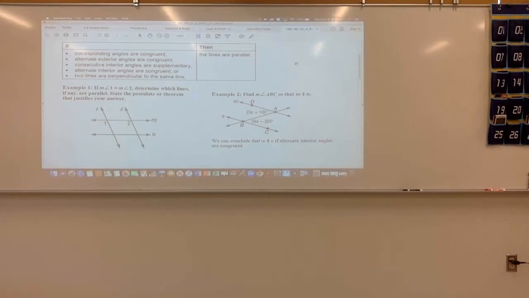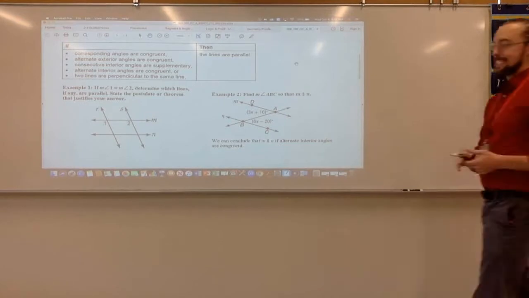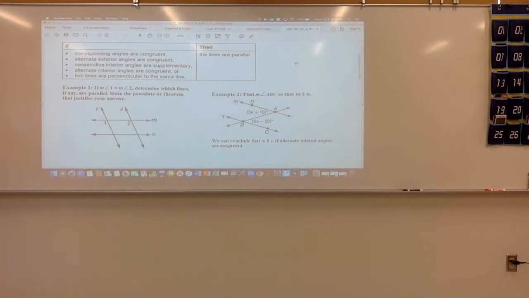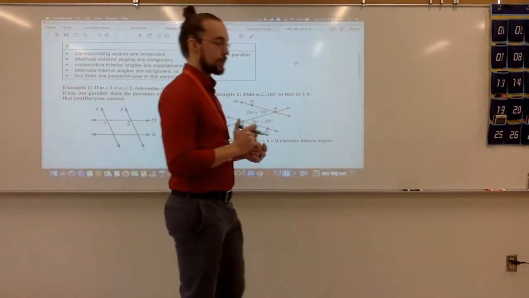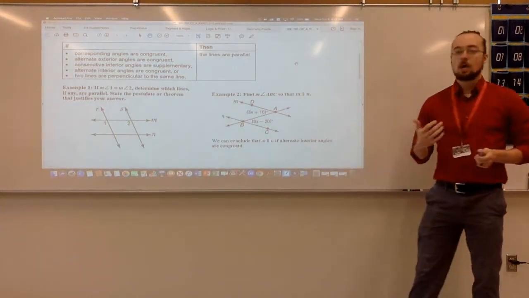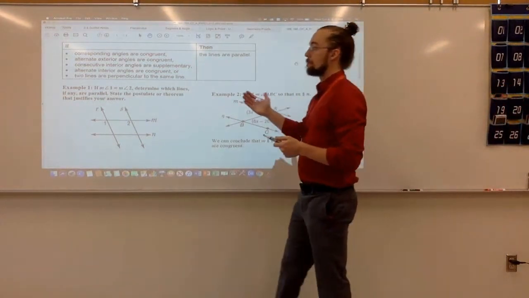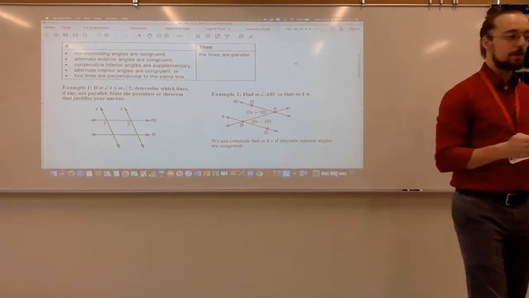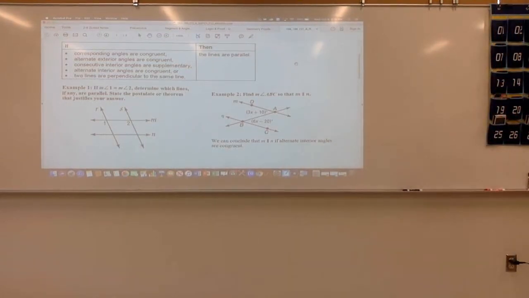Alright, so the first part of this section is really similar to things that we've already done. We've talked about these different relationships already: corresponding angles, alternate exterior angles, consecutive interior, and alternate interior angles. So this section is about going the other direction. In section 2.7, we said if lines are parallel, then corresponding angles are congruent, alternate exterior angles are congruent, consecutive interior angles are supplementary, and alternate interior angles are congruent.